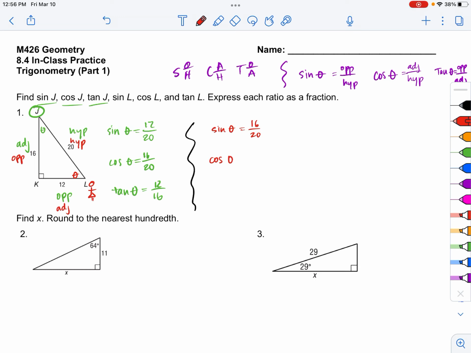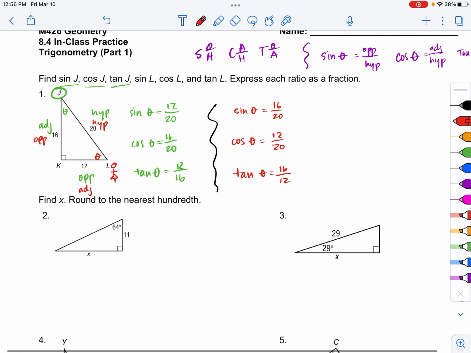Cosine theta is equal to adjacent 12 over 20 hypotenuse. And the last one, tangent theta, is equal to opposite over adjacent, which would be 16 over 12. Okay, so that is just a little bit of practice doing the actual trig ratios and setting them up.